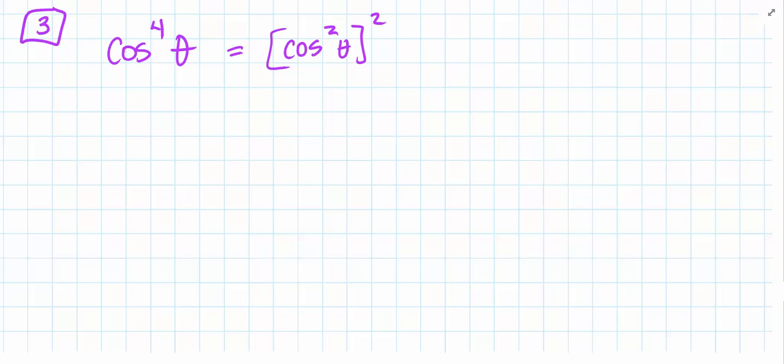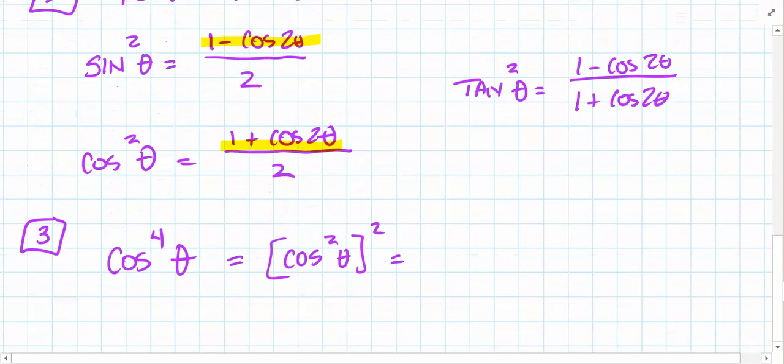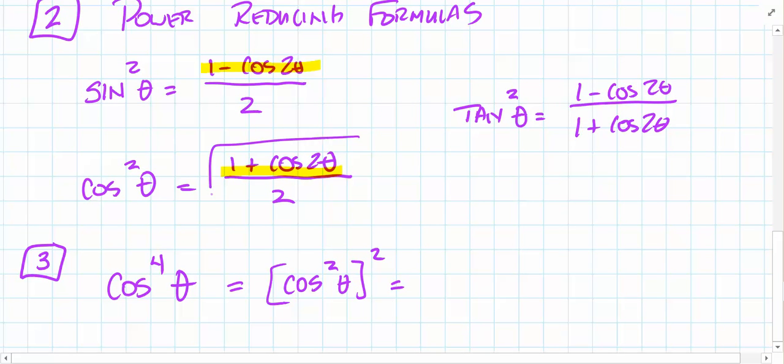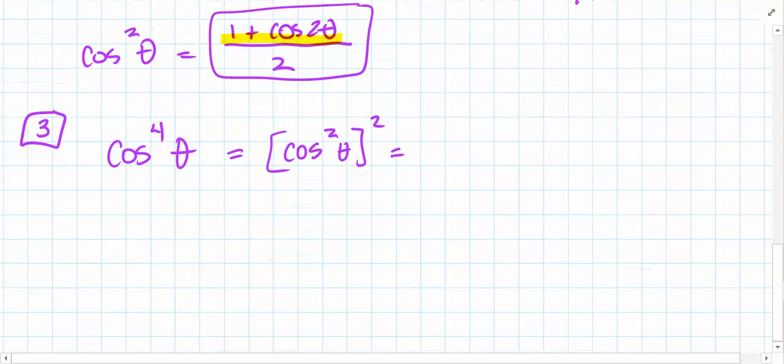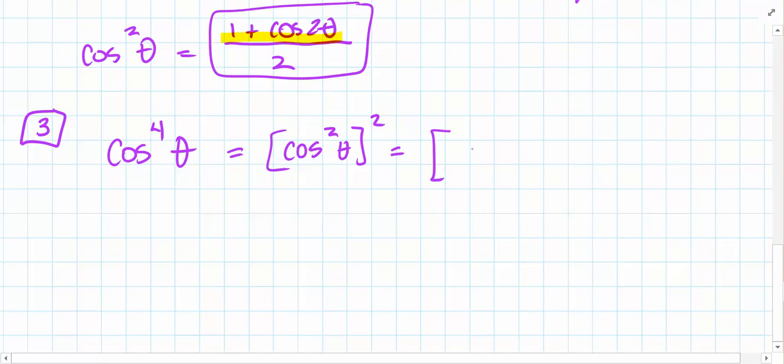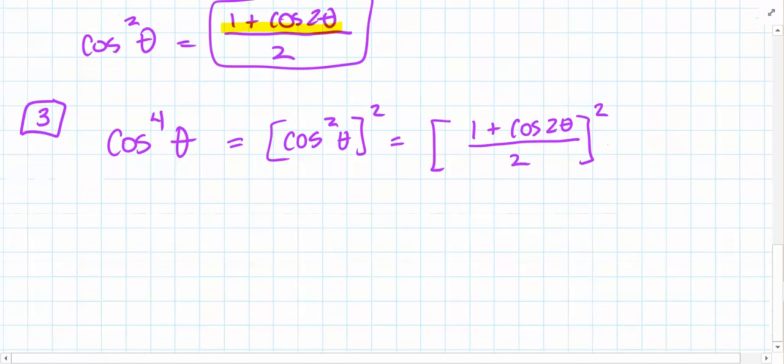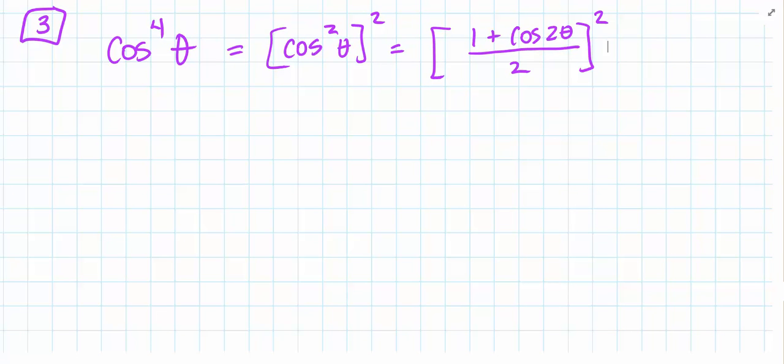All right, cool. Now, does cosine squared theta, do we know what that one is? We sure do. It's this piece right here, right? So I'm going to take that and I'm going to square that. So that's going to give me 1 plus cosine 2 theta over 2, all quantity squared. So far, so good? Yeah? Okay, good. Then we're going to apply my exponent to the numerator and the denominator.